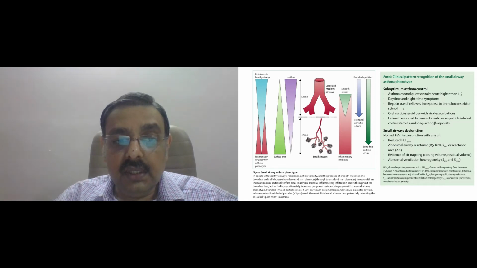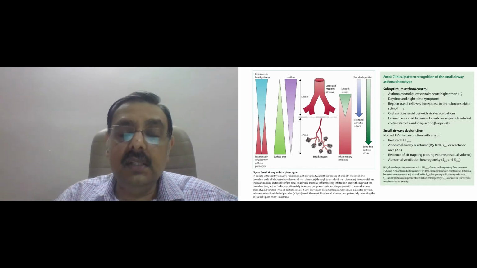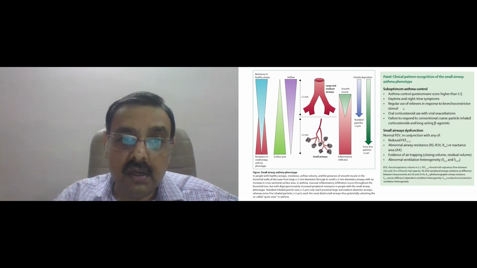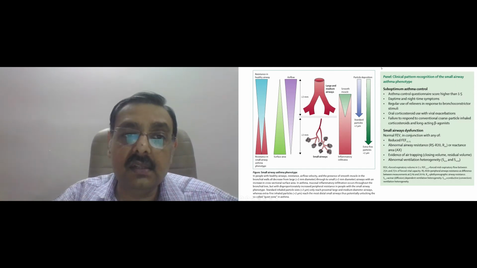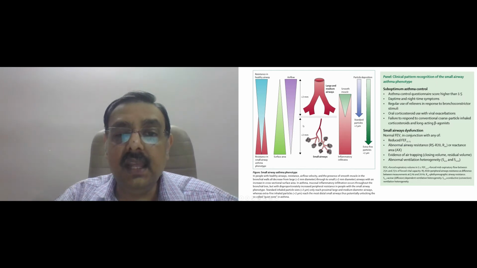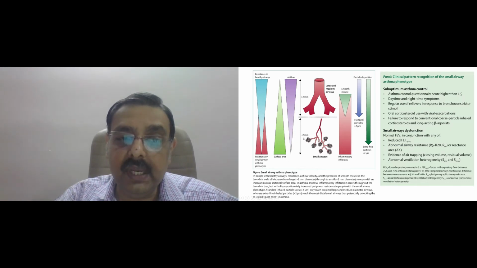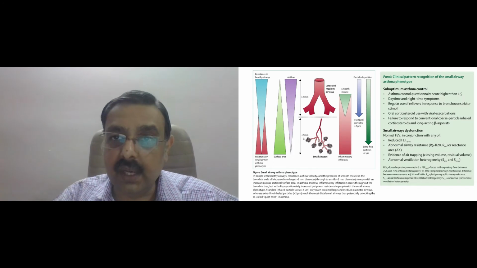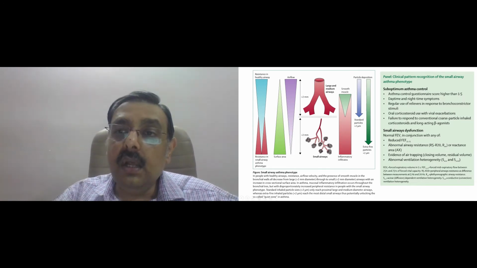So, these are the airways which are there in the lung. So you can have large and medium airways which are more than 2 millimeter in size, and then you have airways which are less than 2 millimeter in size and which are called small airways.